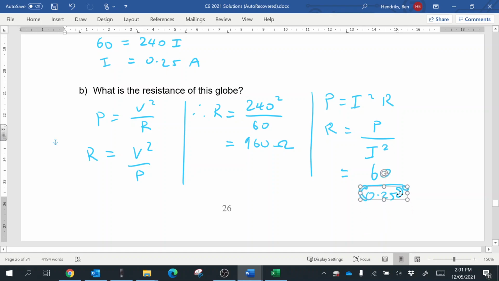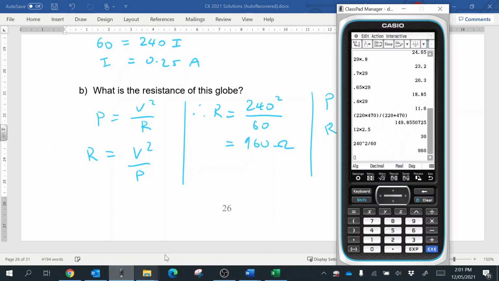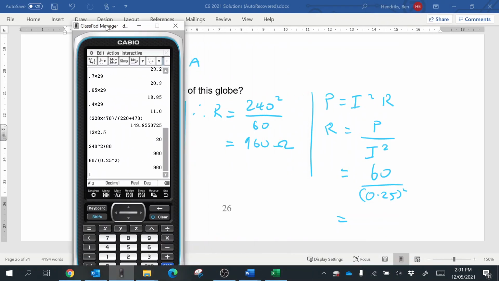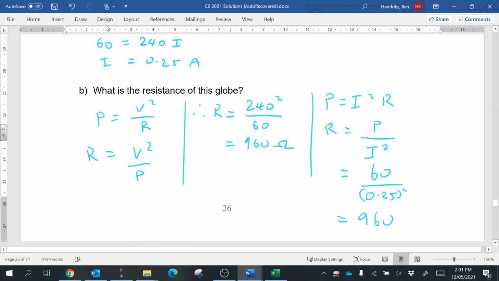Great. And that is equal to, let's chuck that into a calculator and see if that's the same. 60 divided by 0.25 squared is equal to 960. Great, 960 ohms. So a couple of examples there of just rearranging the equations that we need. We'll look at the next examples next time.